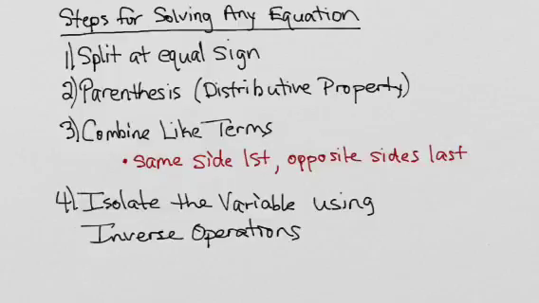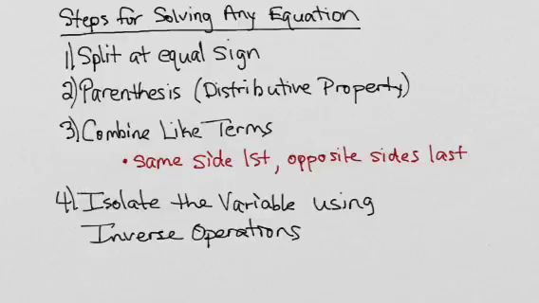Third step is going to be combining like terms. That means to match up things that have the same letter or any constants. That means things that don't have any letters attached to them at all. We want to do things that are on the same side of the problem first, do things that are on opposite sides of the problem last during that step.